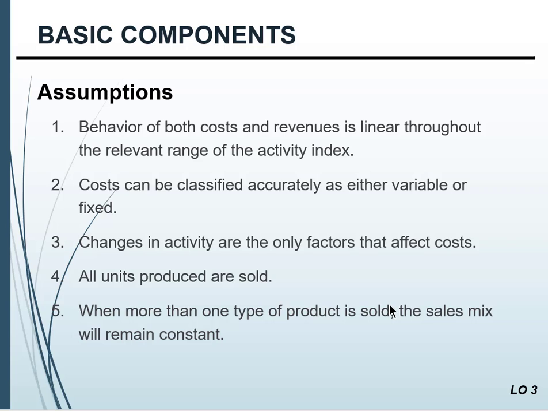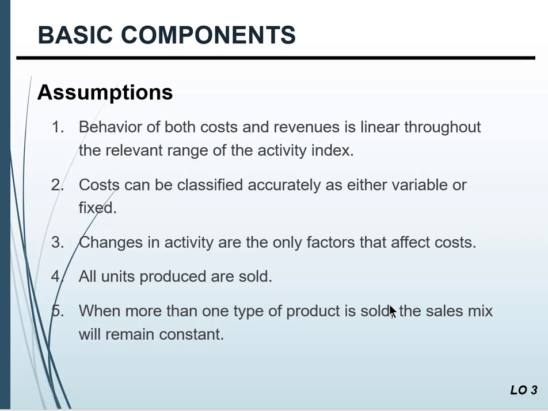So what are the basic assumptions? First of all, that the behavior of costs and revenues is linear throughout the relevant range. Now, we saw in previous videos, when we looked at how costs changed relative to activity level, there is a curve and a linear piece. But when we looked at our relevant range, we found that the relationship was very linear. It wasn't curvilinear.